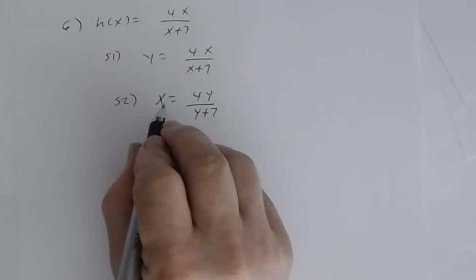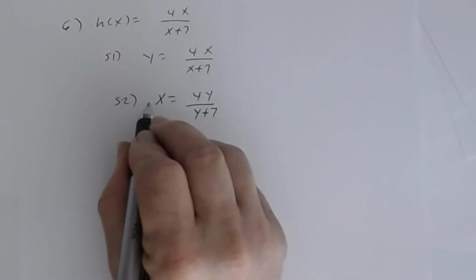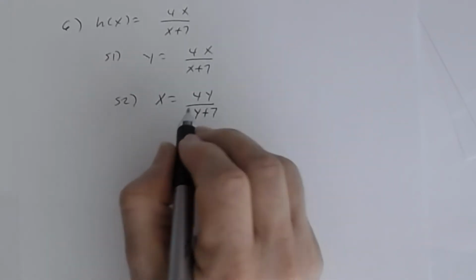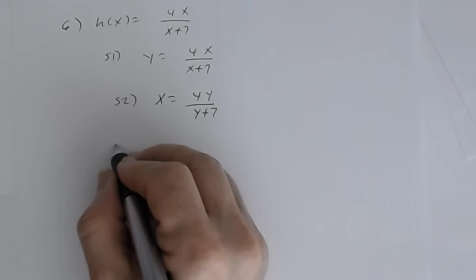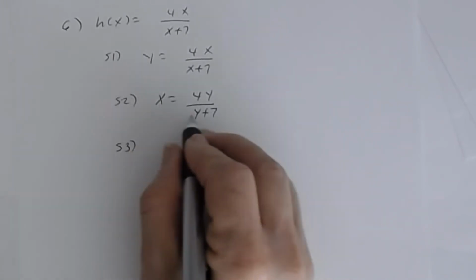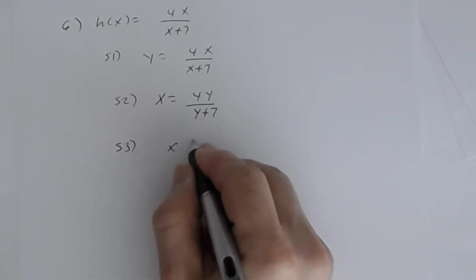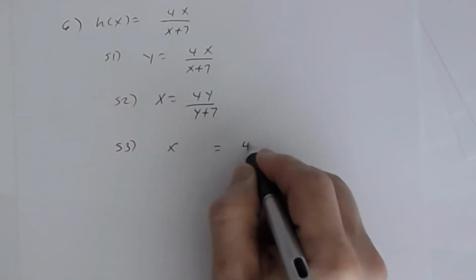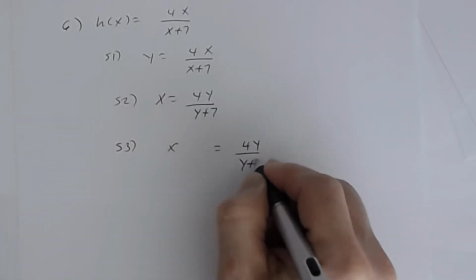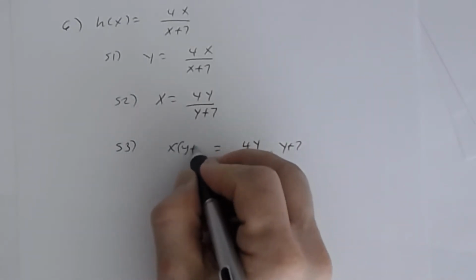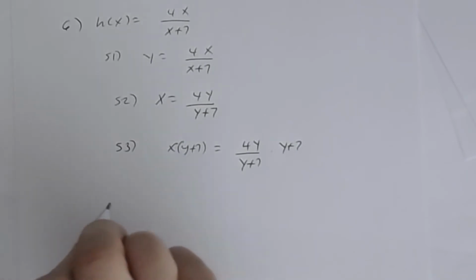Since I have a rational equation, I'm going to multiply both sides by the LCD. And the LCD is y plus 7. So step 3 is where you're going to solve for y. So here's the process. Let me go ahead and rewrite this over. I'll leave some room here. And then 4y divided by y plus 7. So you can multiply both sides by y plus 7, just like that.